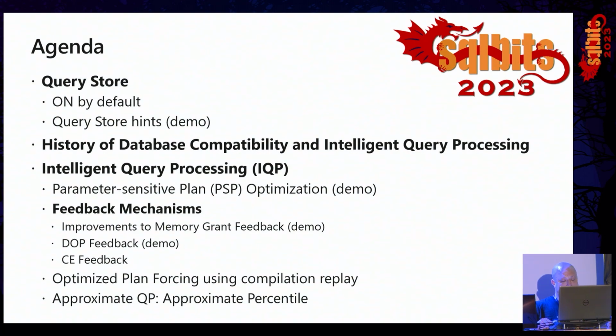It is just great for performance and understanding what's going on with your queries, giving you a good query history and helping you migrate. So we'll talk about the aspects of it being on by default and then talk about Query Store hints, and I want to do a demo of that. Then I want to talk about the history of database compatibility and intelligent query processing. We see these as two separate families, and we'll explain what that means. Then I'm going to get into the intelligent query processing feature set, in particular around SQL Server 2022.